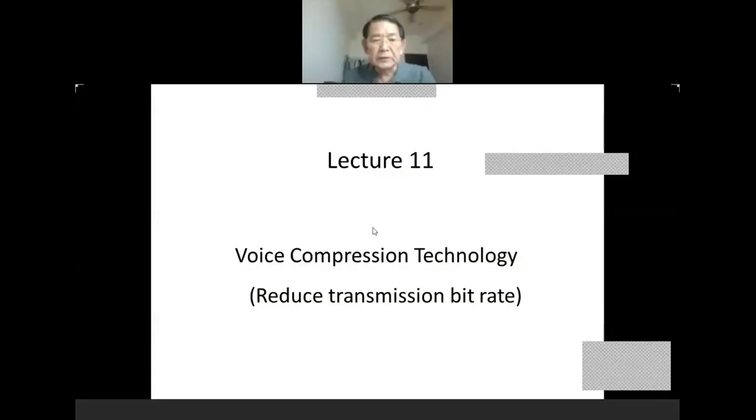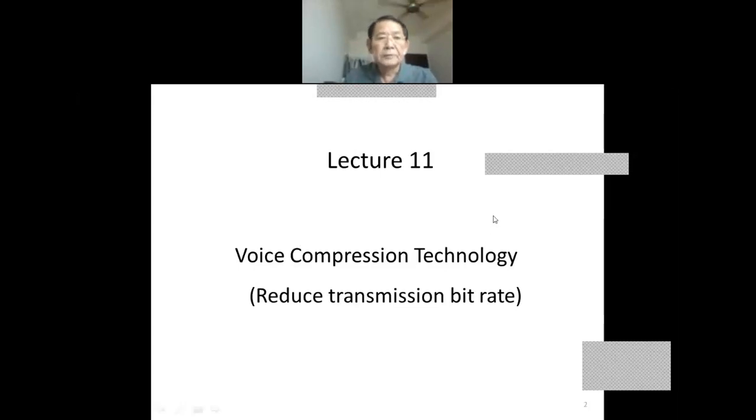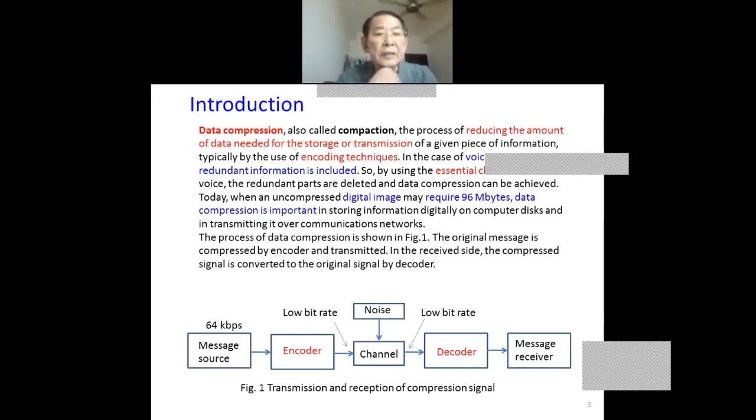Lecture 11. Today, sorry, voice compression technology is explained. This compression means reduced transmission bit rate. Generally, by the sampling theorem, for voice transmission, 64 kilobit per second transmission bit rate is needed. However, by using some technology, we can reduce the transmission bit rate very much. This is the introduction.